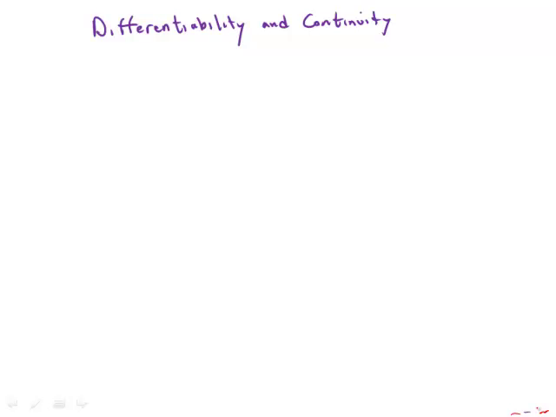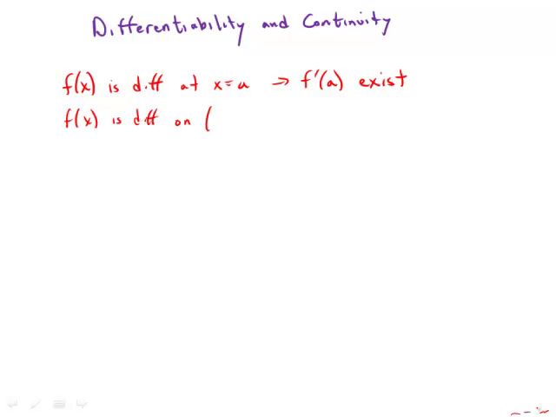Differentiability and continuity. Well, first of all, differentiability just means that we're able to take a derivative. If we say that f of x is differentiable at x equals a, all we're really saying is that the derivative at that point exists. And if we say that f of x is differentiable on a certain open interval, it means that f prime of x exists everywhere on that interval. It just means you're able to take a derivative.